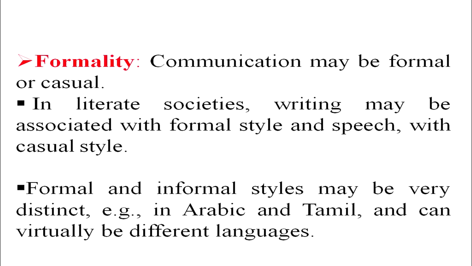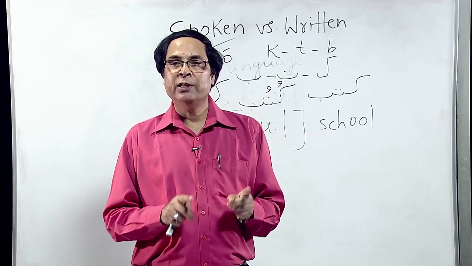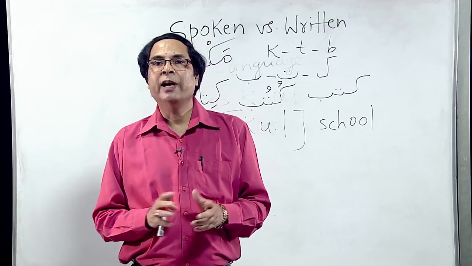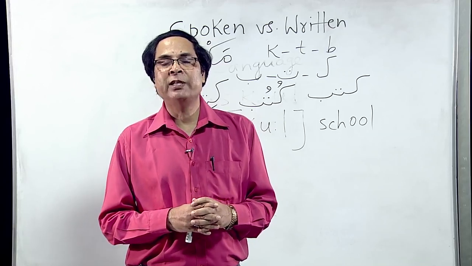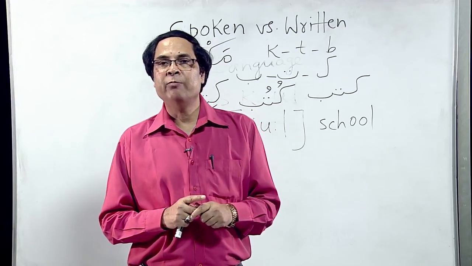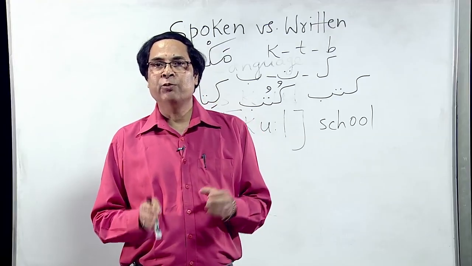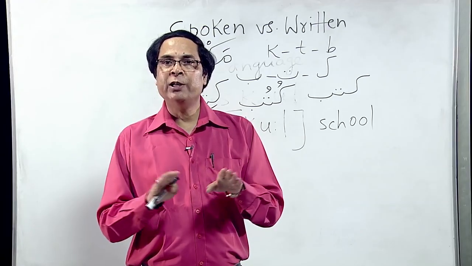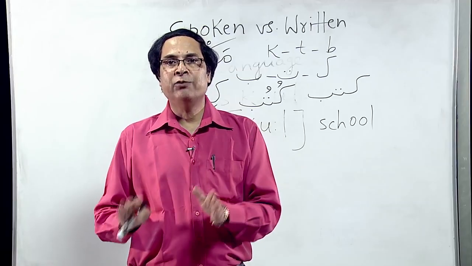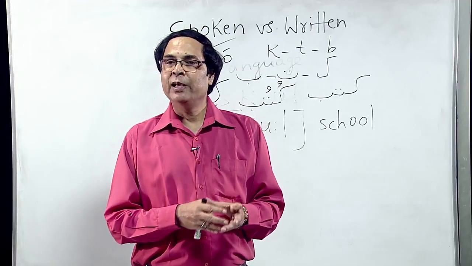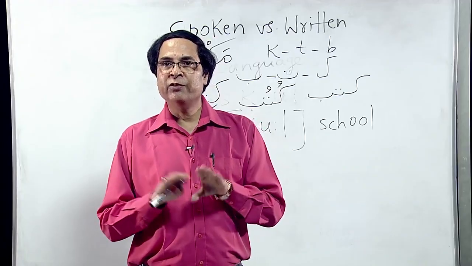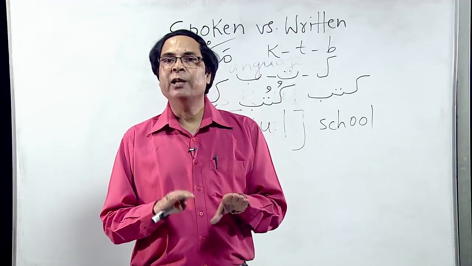Next is formality. Communication may be formal or casual. So, in literate societies, writing may be associated with formal style and speech with casual. So, writing is formal and speech is casual. Formal and informal styles may be very distinct. For example, in Arabic there are two varieties, used formally and informally. Tamil also, you have High Tamil and Low Tamil. So, the two are used in different situations, formally and informally.